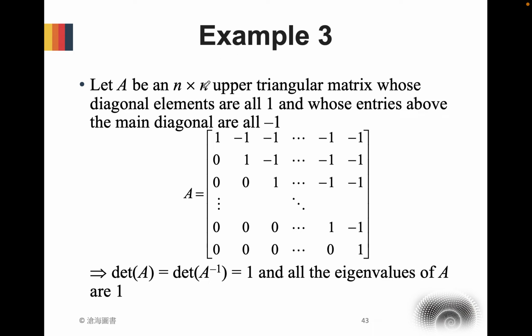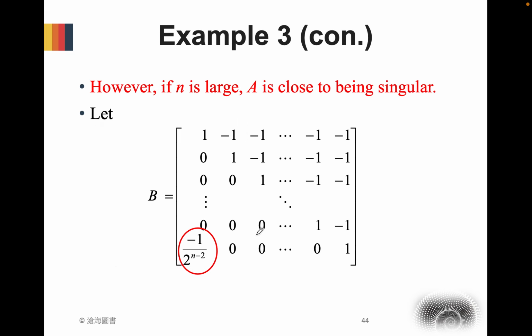Let A be an n by n upper triangular matrix, whose diagonal elements are all ones and whose entries above the main diagonal are all -1. So it is looking like this. Okay, so we know that the determinant of A is equal to the determinant of A inverse, which is equal to 1. And all the eigenvalues of A are 1. Okay, this can be easily verified.